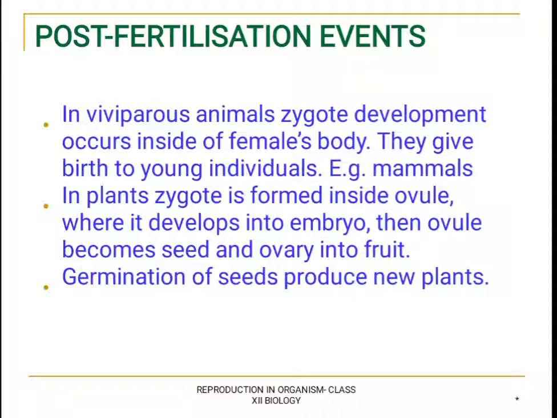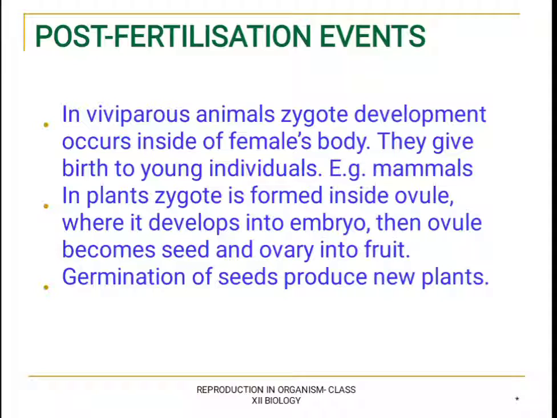In flowering plants, the zygote is formed inside the ovule. After fertilization, all the parts of the flower except the pistil wither and fall off. In some plants, such as tomato and brinjal, the sepals are persistent and remain attached to the developing fruit. In the ovule, the zygote divides several times to form an embryo. The wall of the ovule becomes hard and develops into seed.